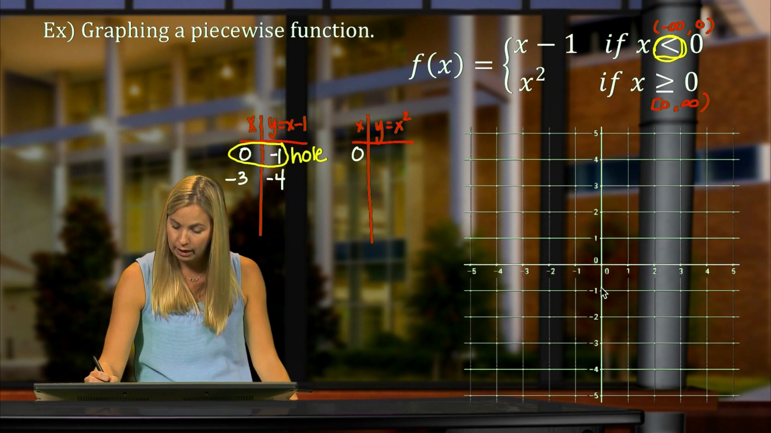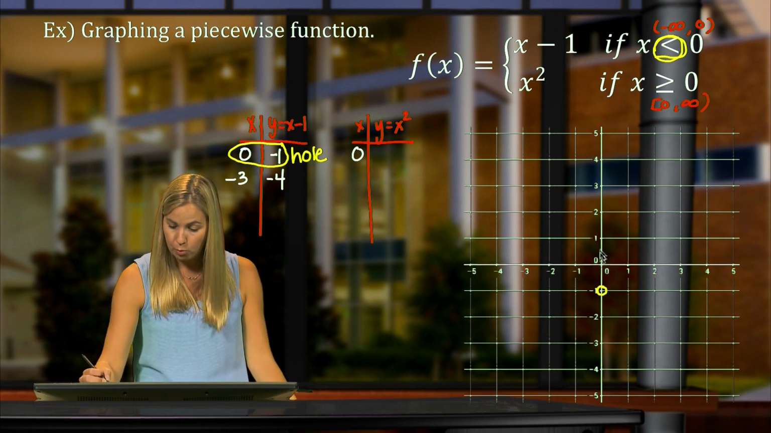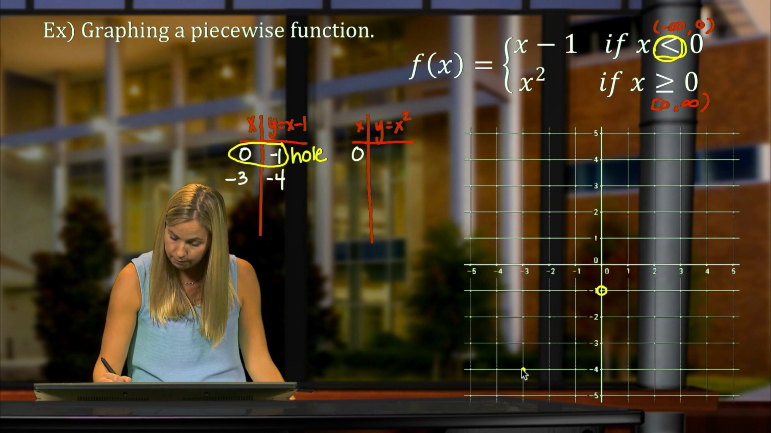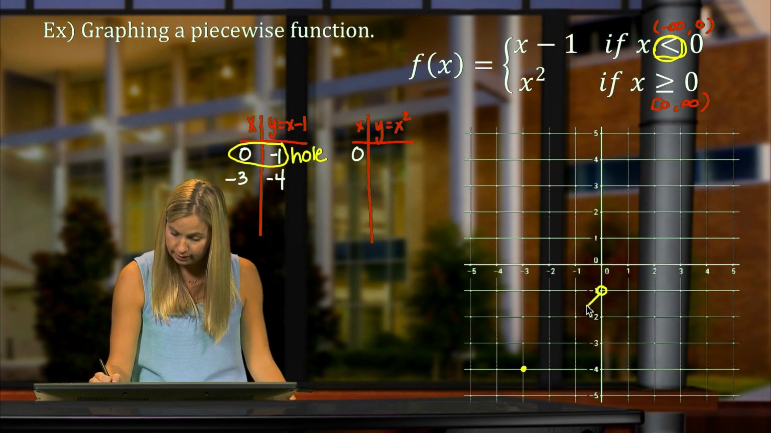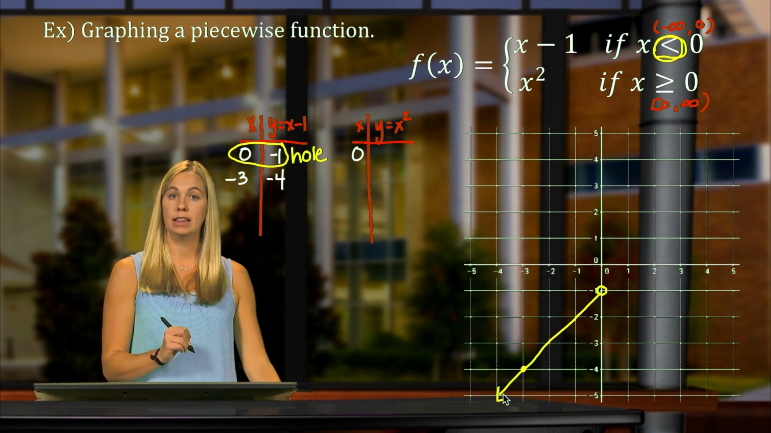So at 0, negative 1, there's my hole. And then I have a point at negative 3, negative 4. And connecting these two and continuing towards x equals negative infinity, we have that linear piece.